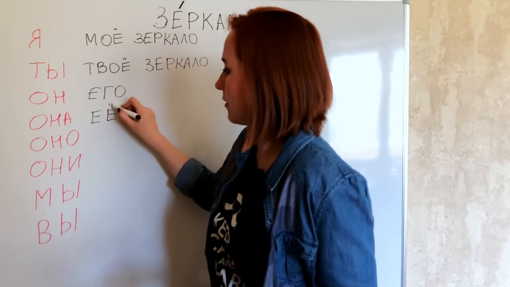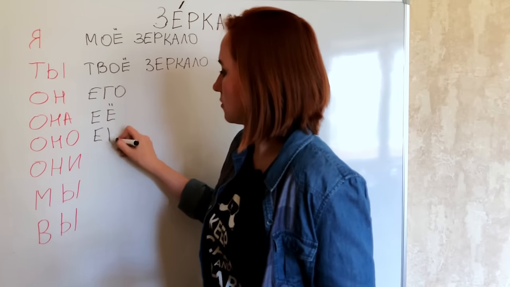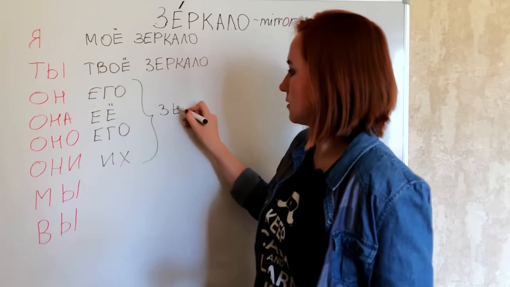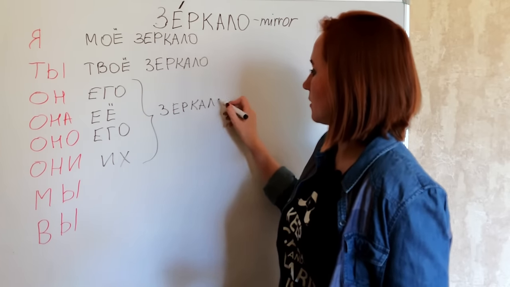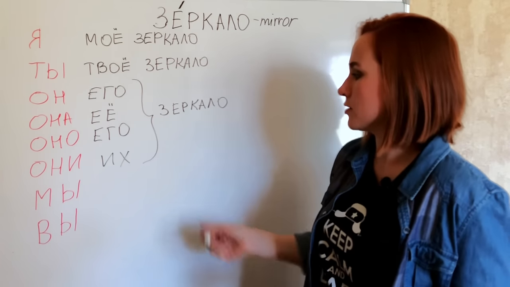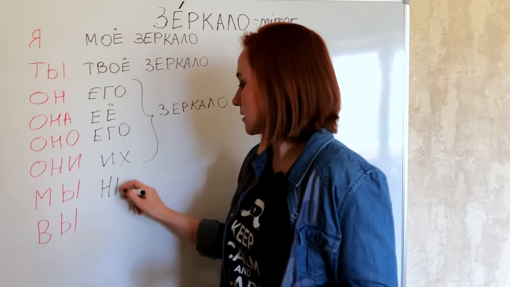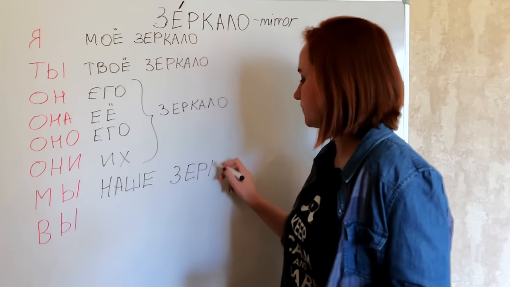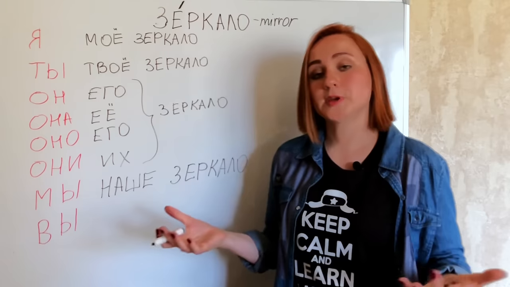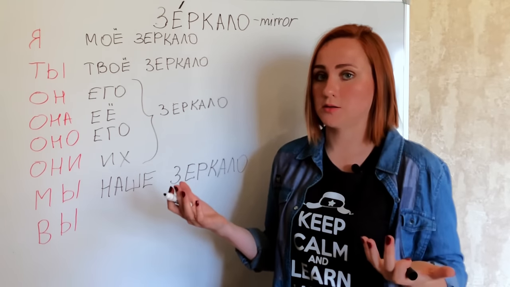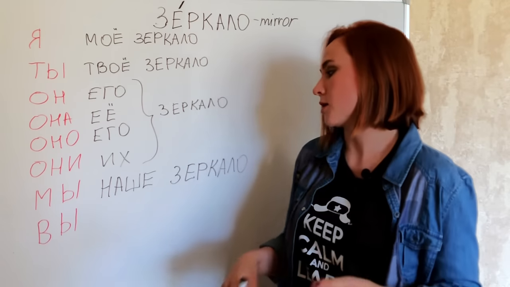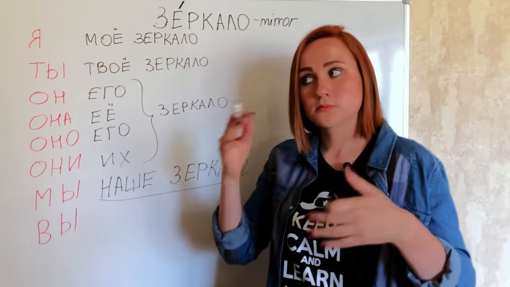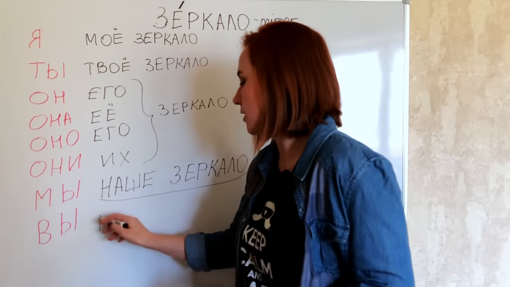And here again, его, её, их, same. Doesn't matter what gender it is. Его, её, их. Наше зеркало. Our mirror. Repeat after me. Наше зеркало. As if it's one word. Наше зеркало.